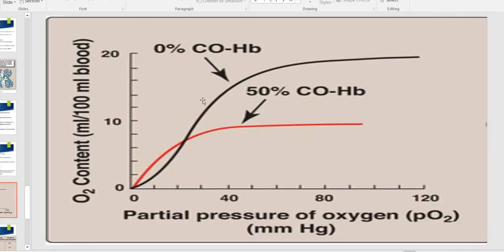This is the curve. In the presence of 50% carbon monoxide, it will be in the form of a hyperbola. At 0% carbon monoxide, it's the normal curve. It will be shifted to the left here, hyperbolic, in the presence of carbon monoxide.